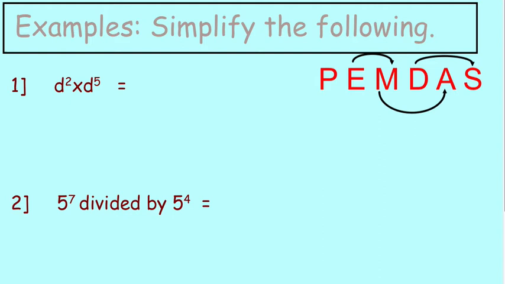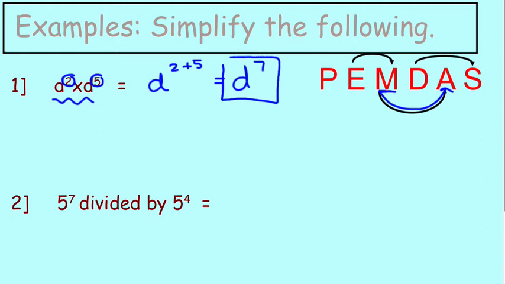Alright, so simplify the following. We have d squared times d to the 5th. So if we look at it, we are multiplying these two exponents together. So here's our multiplying. What do we do with those powers? We add them. We're taking this 2 and this 5, and 2 plus 5 is 7. So we have d to the 7th.